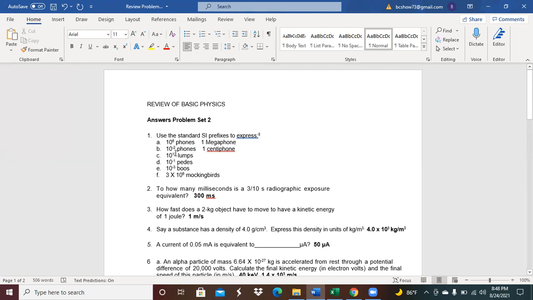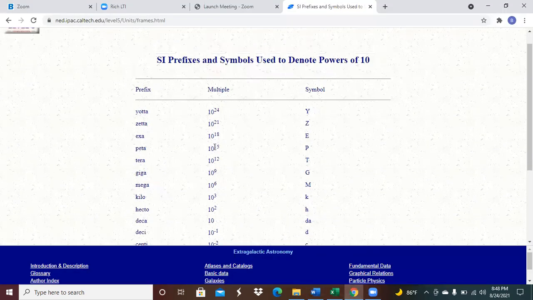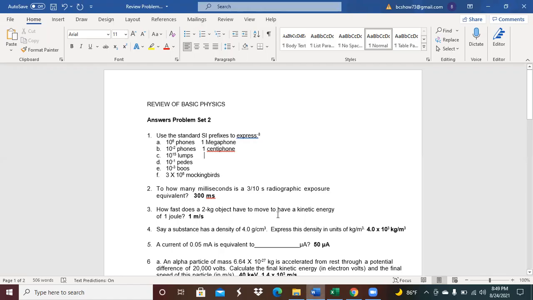Let's not use 10 to the 12th. Let's say we've got a real rash breaking out here. So let's do 10 to the 15th lumps. What might that end up being? Well, if we go here, 10 to the 15th is peta. So we have 1 petalump, or lumps, plural.